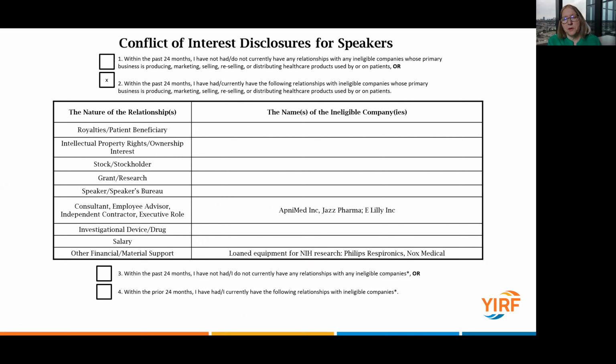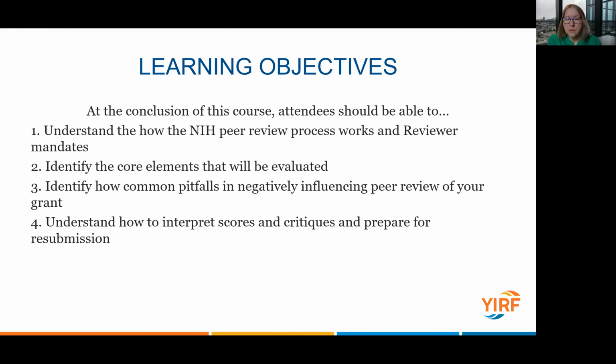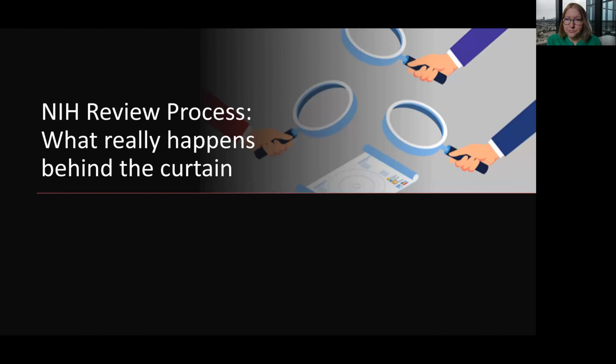This is my conflicts. Probably my most relevant conflict is that I have been funded by the NIH for many years. So at the end of this session, I'd like people to feel comfortable with the peer review process, understand what a reviewer's job is, what the core elements are that the reviewer will evaluate your grants on, what you could do to avoid some common pitfalls and present your grant in a compelling way, and understand what the scoring system and critiques are all about.